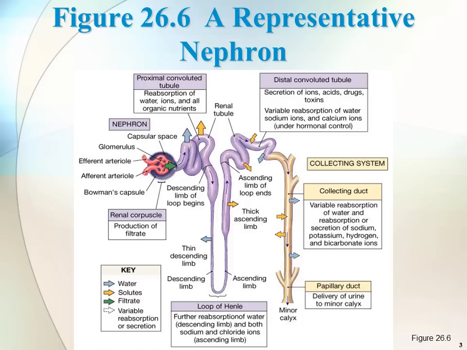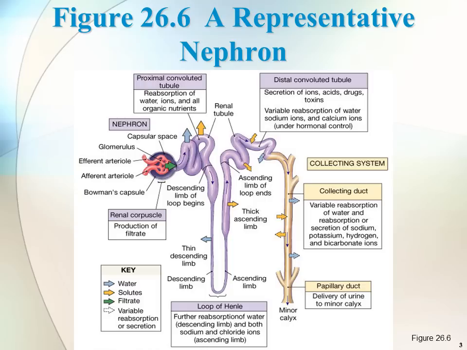And then it moves into the distal convoluted tubule. Again, in the distal convoluted tubule, we are reabsorbing more water. Calcium and sodium are being reabsorbed in the distal convoluted tubule. In addition, the blood from the main body is secreting things like hydrogen into the renal tubule. That's where a lot of drug toxins get secreted into the renal tubule.